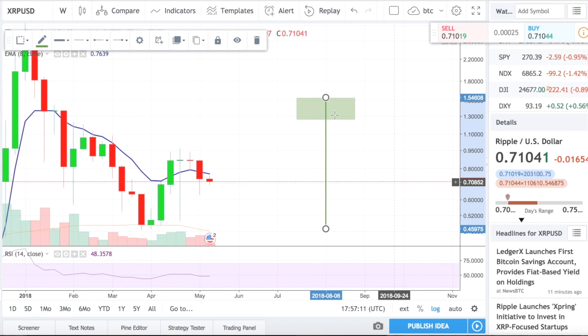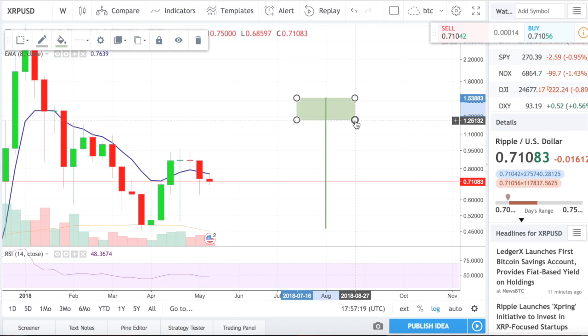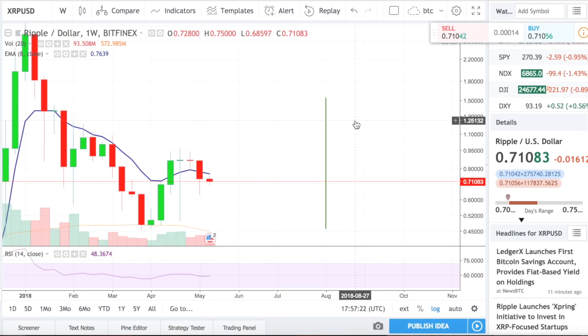Now, let me show you a bearish signal with a green candle, because sometimes even though it's a green candle, it doesn't mean it's bullish. Okay? So let me show you this one.